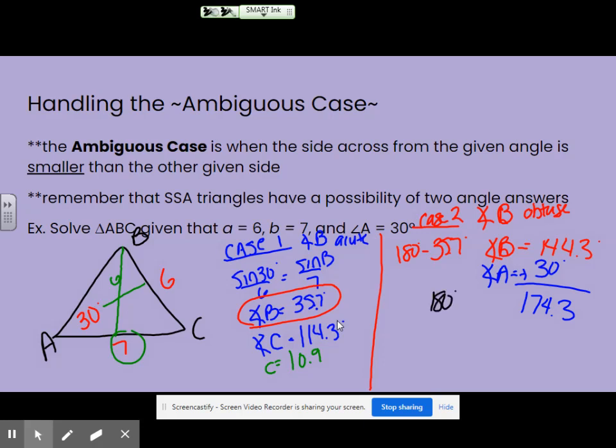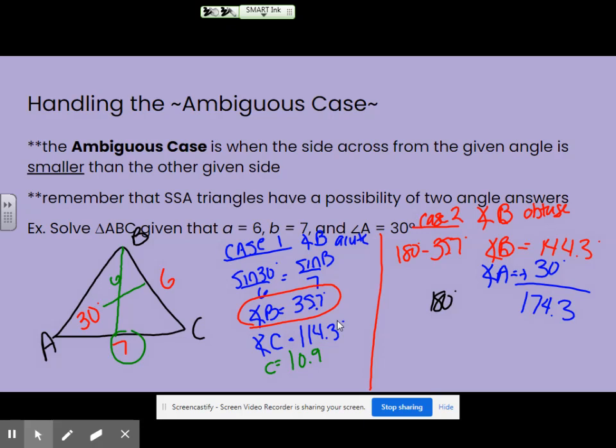If we remember, 180 degrees is how many degrees there are in the inside of a triangle. If my newfound obtuse angle, 144.3, plus my original given angle, 30, was greater than 180, we have a broken triangle, because two angles can't add up to more than 180 degrees in a triangle and be mathematically legal, and also there'd be no room for the other angle. If that's the case, you're done.